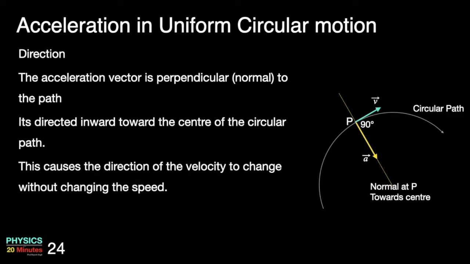This causes the direction of the velocity to change without changing the speed. In the circular motion, the velocity direction keeps changing continuously. So if the particle is at this point, the velocity will point in this direction. If the particle is at point P, velocity will point in this direction. If the particle is here, velocity will point in this direction. So as the particle travels on the circular path, the velocity vector keeps changing direction. To enable this change in direction, we need this acceleration which works towards the center. Such an acceleration is called a centripetal acceleration or radial acceleration.